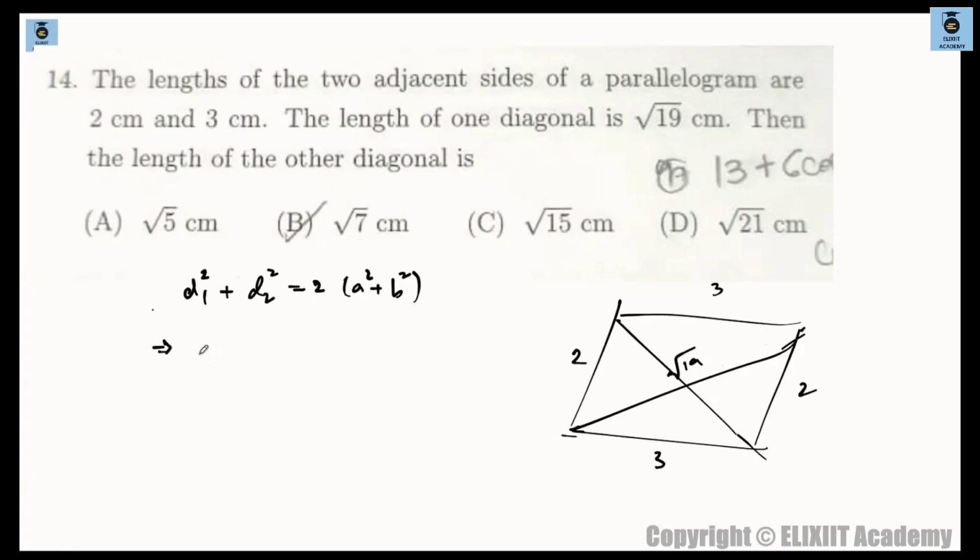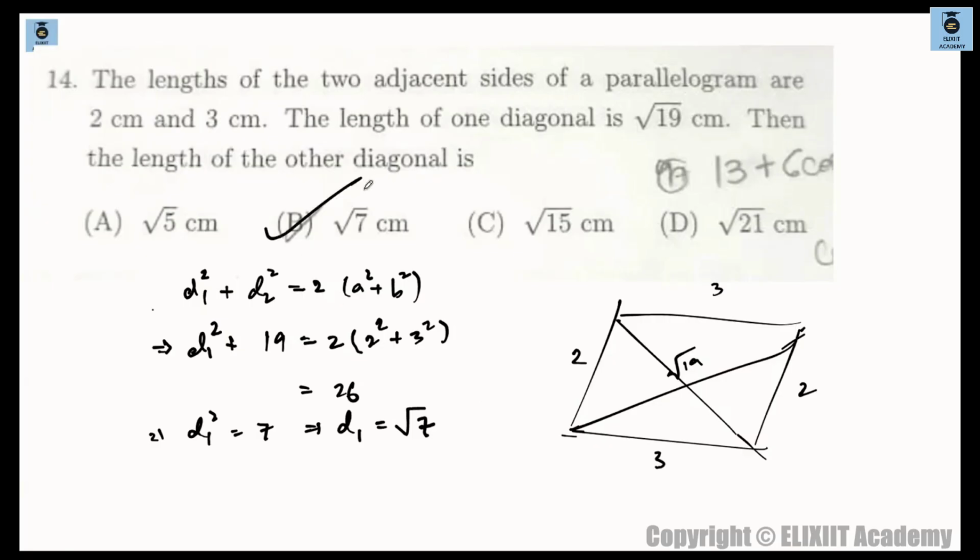And we have all these values. We need to find d1 square or d2 square, whatever. So d2 is given to be root 19 whole square. So 19 is equal to 2 times of 2 square plus 3 square. So rest is calculation. How much is this? This is just directly 26. This is 19. So d1 square is 26 minus 19. This is 7. So d1 is basically root over 7. So option B is correct.